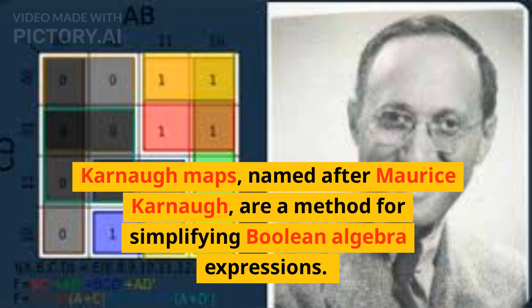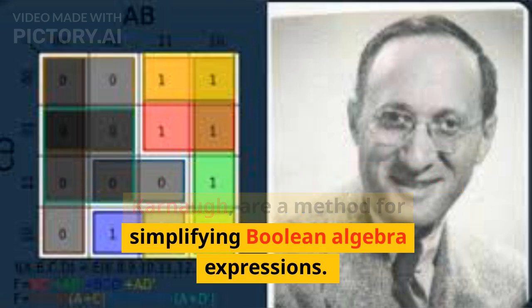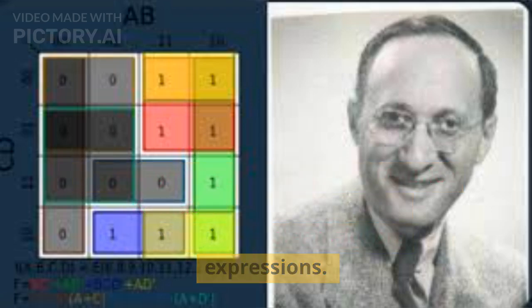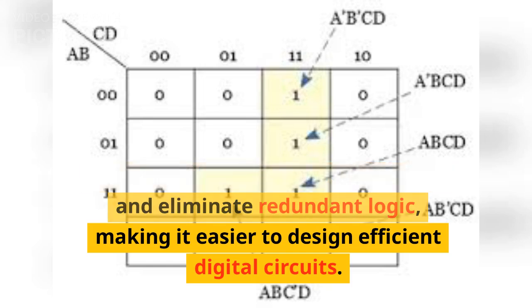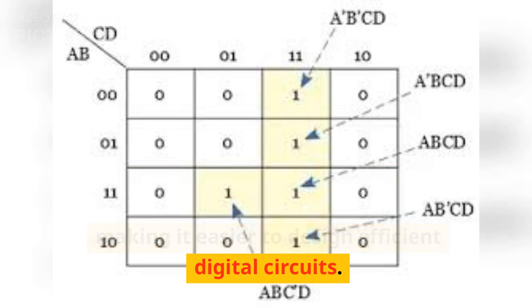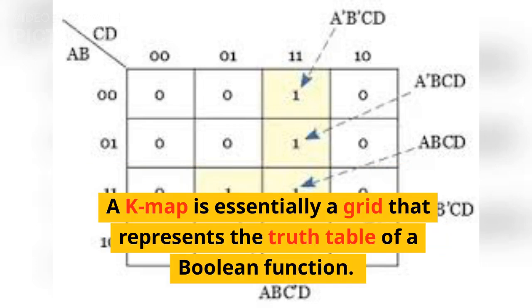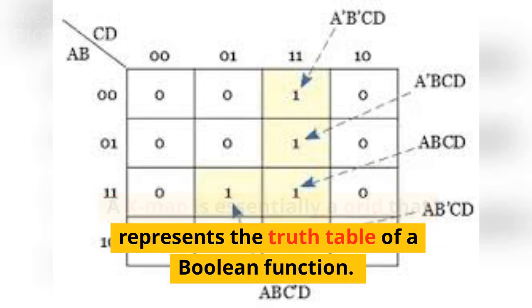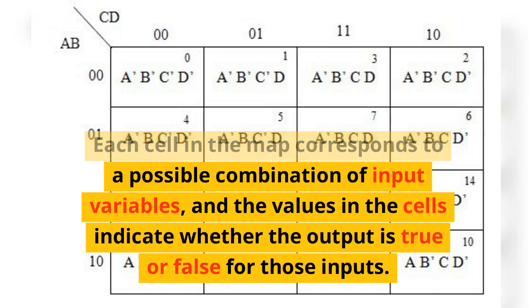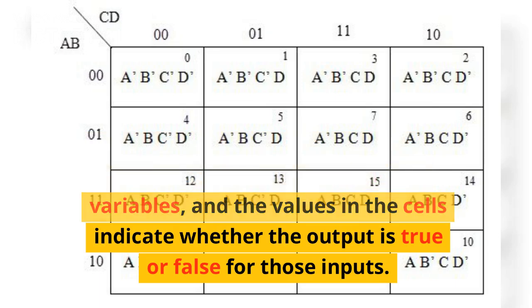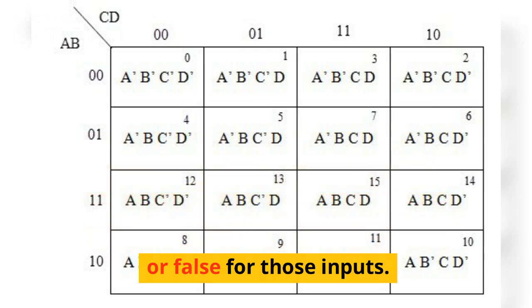Karnaugh maps, named after Maurice Karnaugh, are a method for simplifying Boolean algebra expressions. They provide a visual way to identify and eliminate redundant logic, making it easier to design efficient digital circuits. A K-map is essentially a grid that represents the truth table of a Boolean function. Each cell in the map corresponds to a possible combination of input variables, and the values in the cells indicate whether the output is true or false for those inputs.